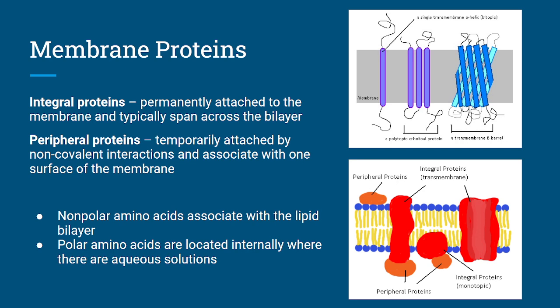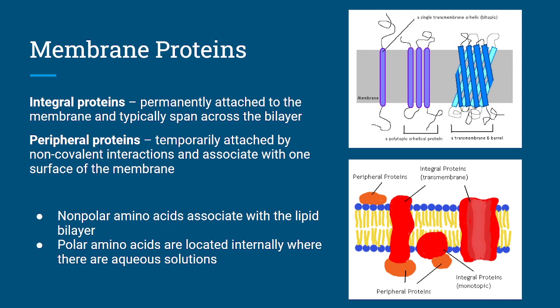Next up, we have membrane proteins. So there are different types of membrane proteins that exist within the phospholipid bilayer, and they're important in regulating the activity within the phospholipid bilayer. So first off, we have integral proteins, which are permanently attached to the membrane and typically span across the bilayer. Integral proteins are usually seen over here, and they're partially inside and partially outside of the phospholipid bilayer, usually making contact with the hydrophilic head and sometimes the hydrophobic tail.